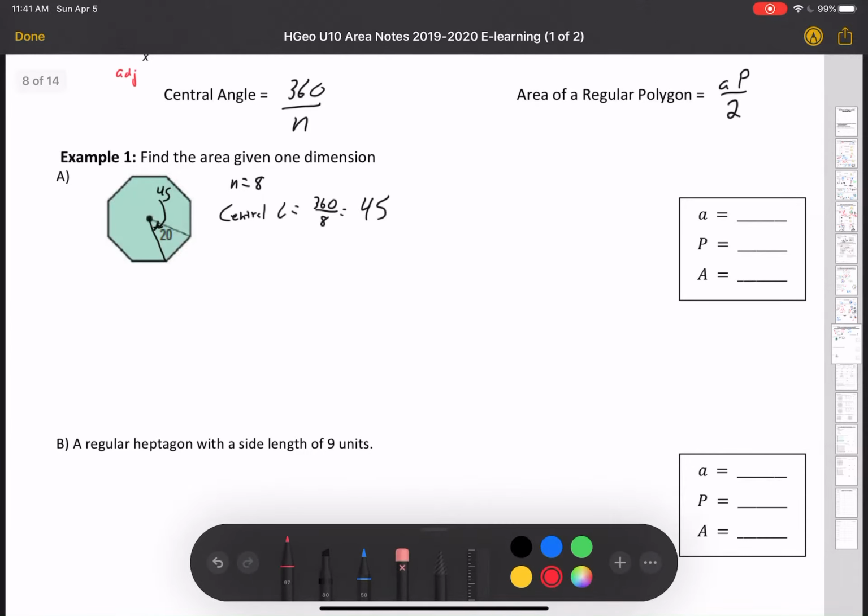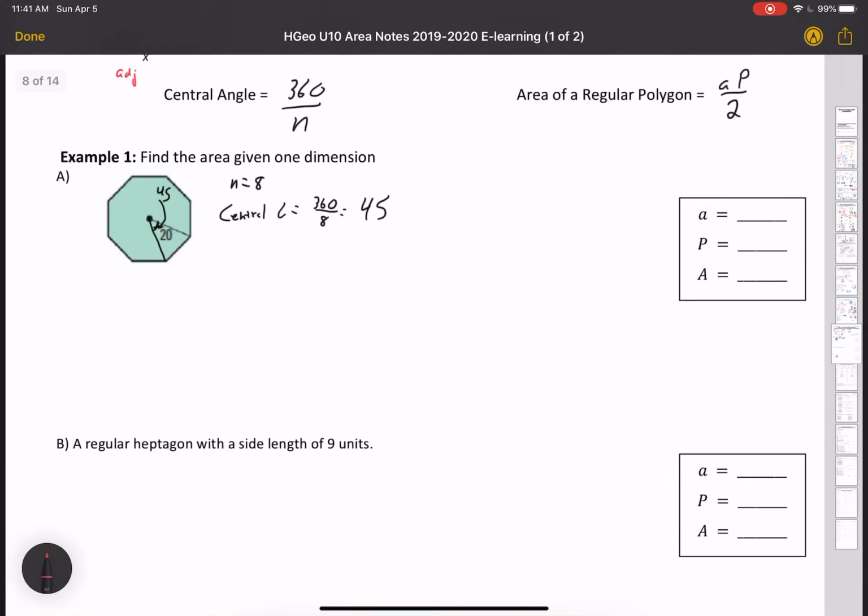What I'm going to do now is drop an apothem. That sets up this right triangle, the apothem is here. My radius is the hypotenuse, which is 20. Okay? I don't know this side length either, but I know that that 45 degrees is cut in half. So 45 cut in half gives me 22.5. Now I can set up trig to solve for the apothem and half the side length.